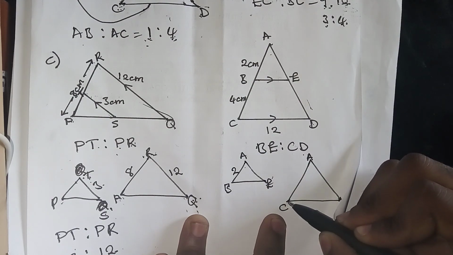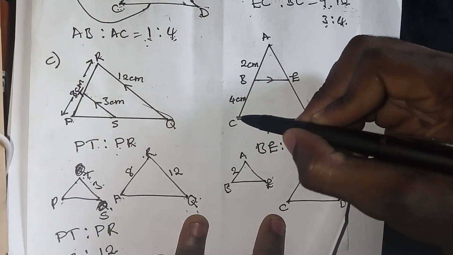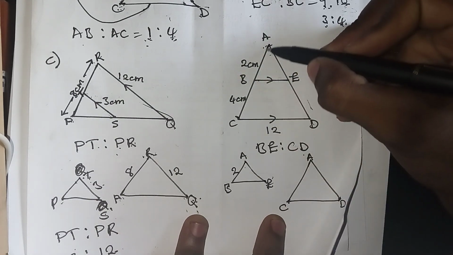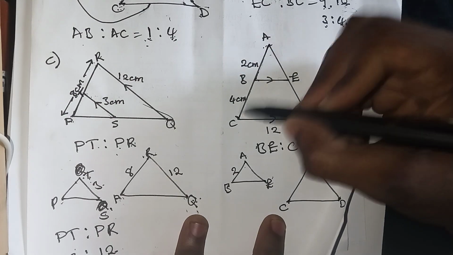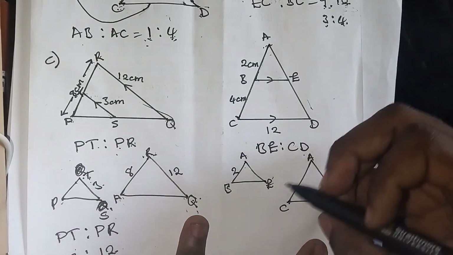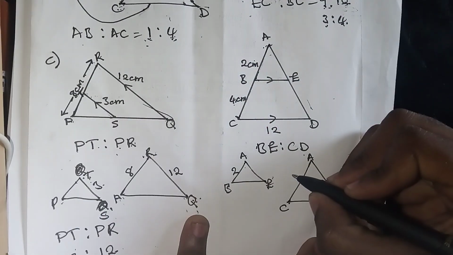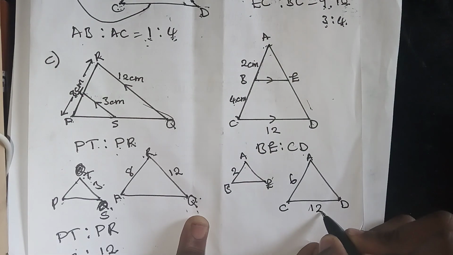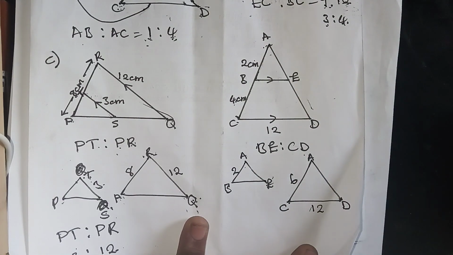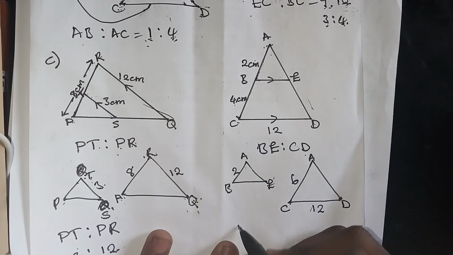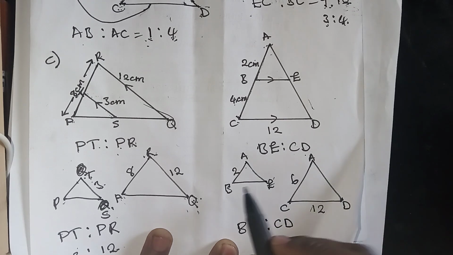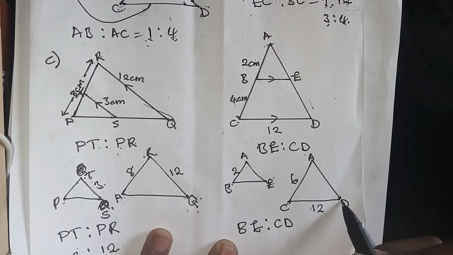And then AC is the distance from A to C. So to get that distance from A to C, you need to add this distance to this distance. These drawings were not done to scale. So this plus this is 6. And then CD is 12. Nothing else here is known. Then we want to find the ratio of BE to CD.